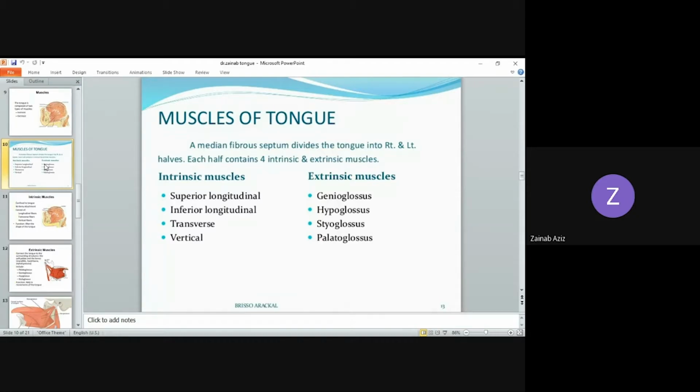Palatoglossus originates from the palatine aponeurosis and inserts into the lateral part of the tongue. Its action is elevating the posterior part of the tongue. Elevate, do you know what we mean by elevation? Raising of the tongue. Okay.